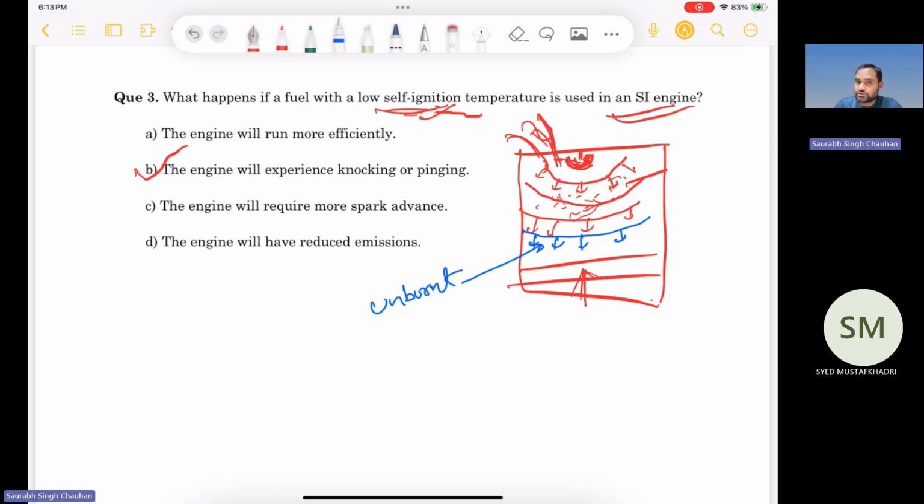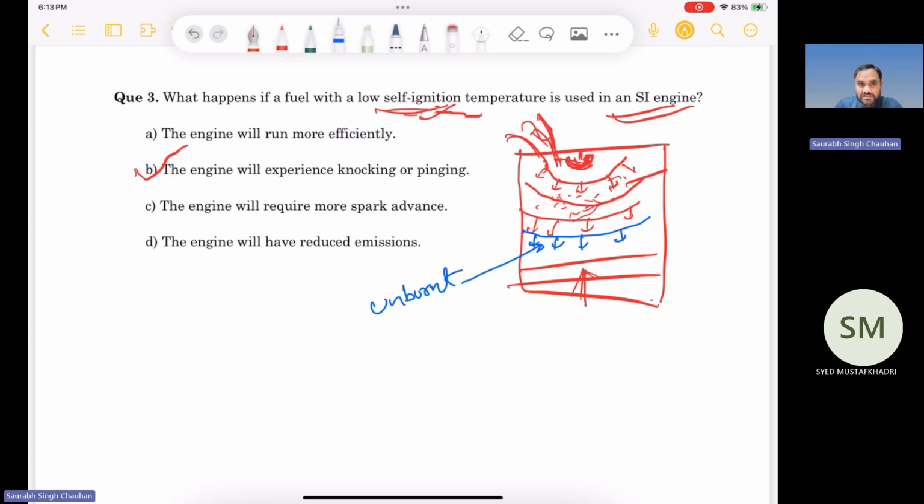So how will this knocking occur? Because of auto ignition. If the auto ignition temperature of the fuel is low, then the tendency of the fuel to get auto ignited will be higher, right? So we don't want a low self-ignition temperature. We want a higher self-ignition temperature, so that the tendency of knocking is reduced.